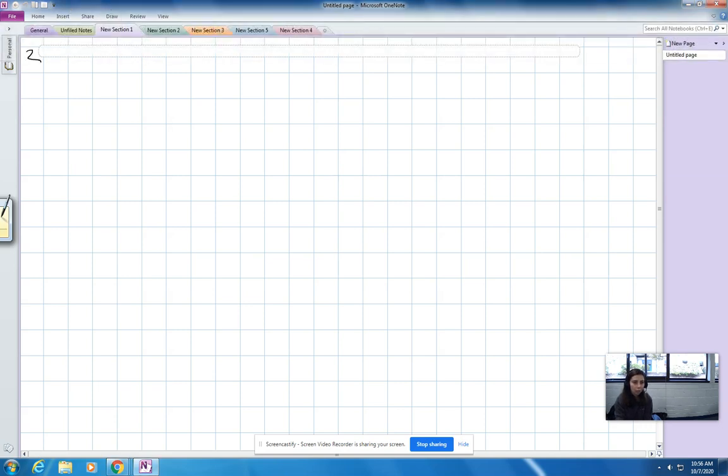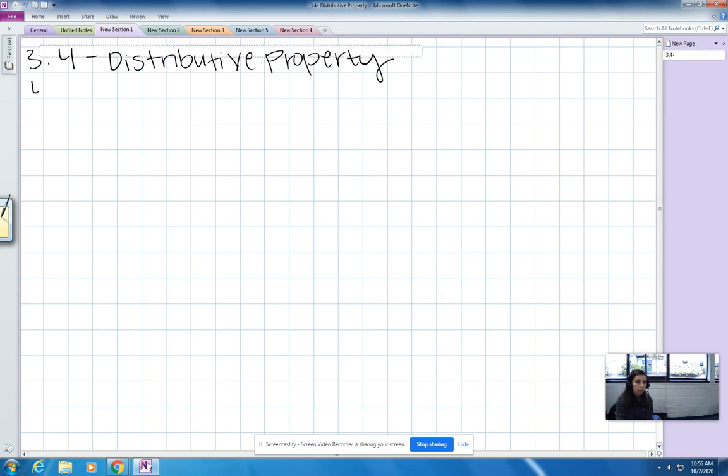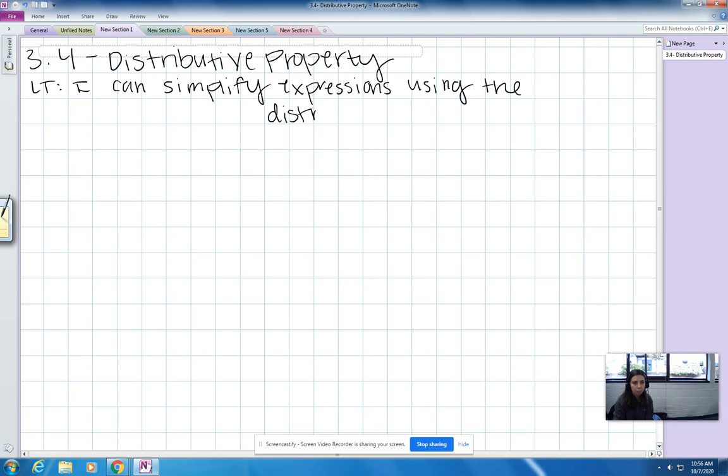So today's section is called 3.4, Distributive Property. And our learning target is I can simplify expressions using the distributive property.